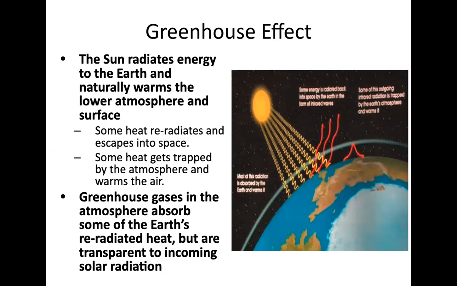Up on the board, I said it in similar terms. Some heat re-radiates and escapes into space, and some heat gets trapped by the atmosphere and warms the air. Greenhouse gases in the atmosphere absorb some of the Earth's re-radiated heat, but they are transparent to incoming solar radiation. Does anybody know an example of a greenhouse gas? A big one. Carbon dioxide, CO2, and that gets emitted all the time.